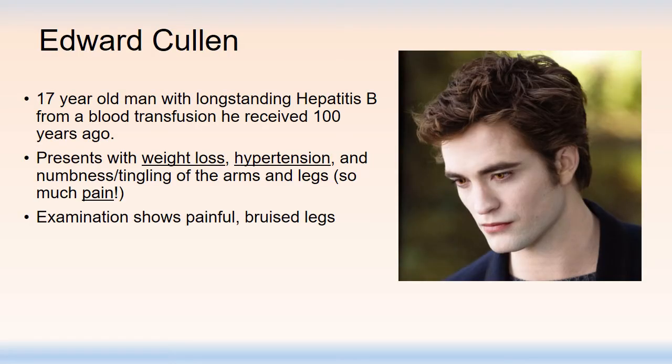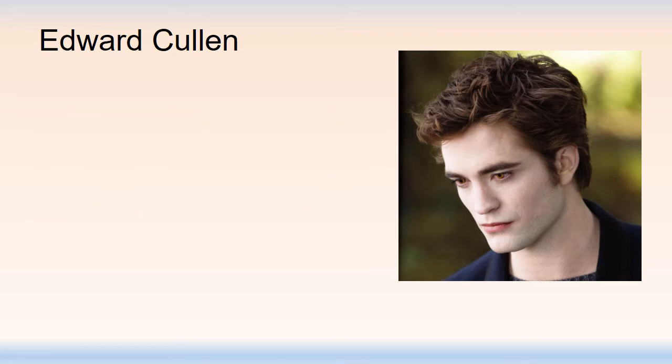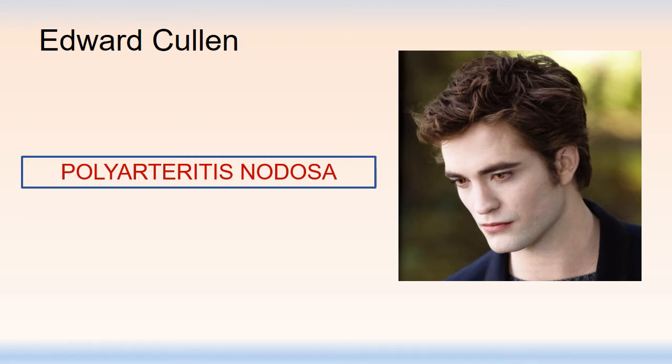The first patient we're going to see is Edward Cullen. Now, he's a 17, quote unquote, year-old man who has long-standing hepatitis B from a blood transfusion he received 100 years ago. And for those of you who recognize Edward Cullen from the Twilight series, he is, of course, a vampire. So that is a little bit of an inside joke if you have not seen or read the Twilight series. Edward Cullen is presenting with weight loss, hypertension, and numbness and tingling of the arms and legs. He's in so much pain. An examination you do shows that he has painful and bruised legs. I diagnosed Edward Cullen with having polyarteritis nodosa.